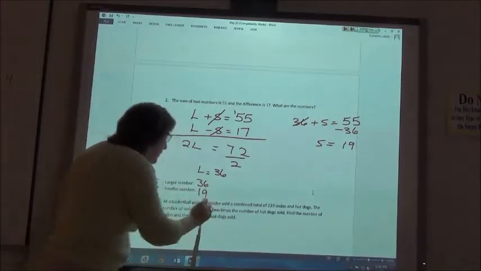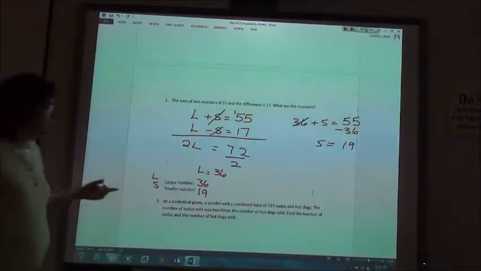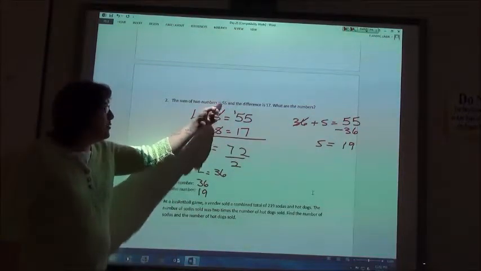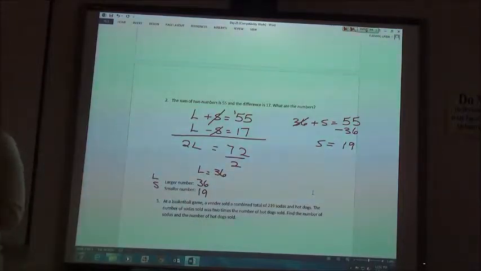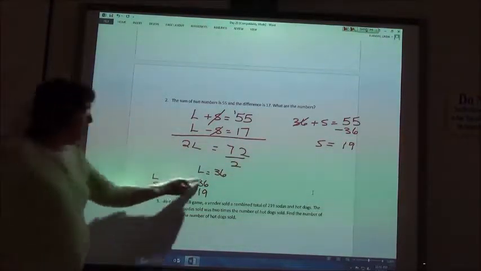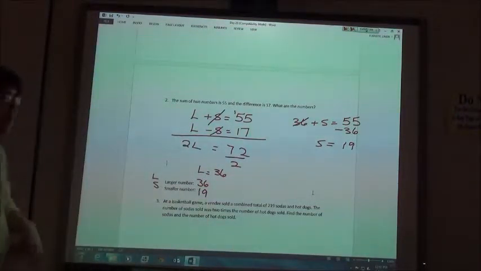S equals 19. Now if you wanted to check that to make sure that seemed right, the sum of those two numbers should be 55. The difference should be 17. If you take 36 minus 19, what do you get? 17. So it checks out. If you add them together, you get 55. If you subtract them, you get 17. I must have the right two numbers.